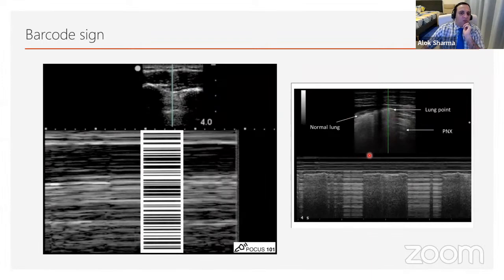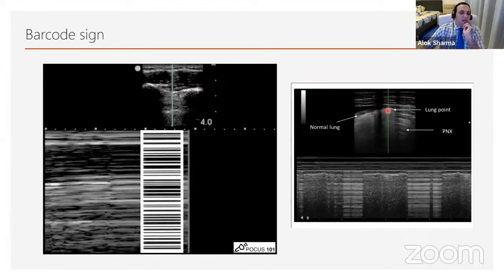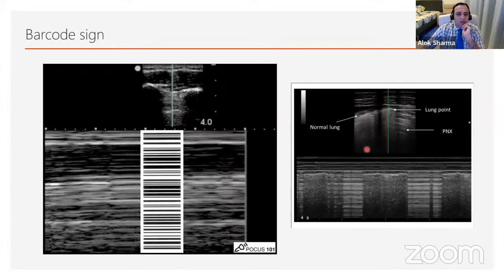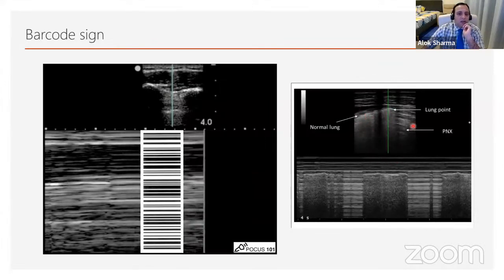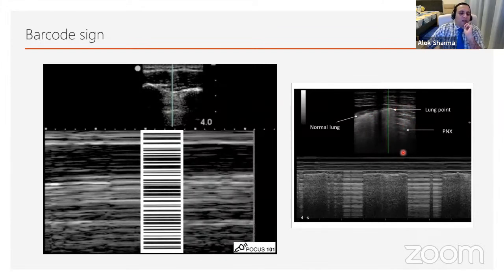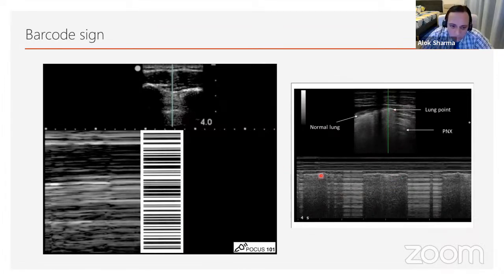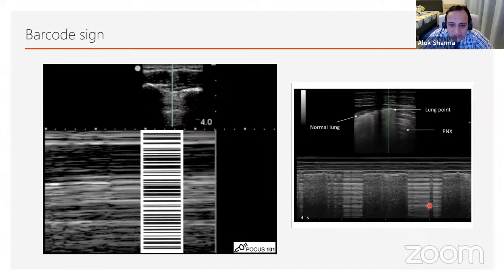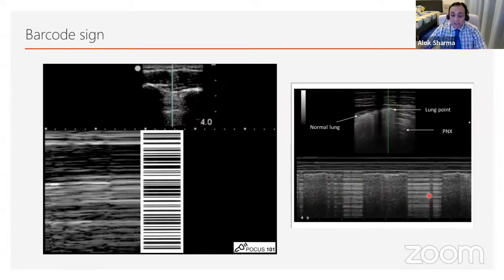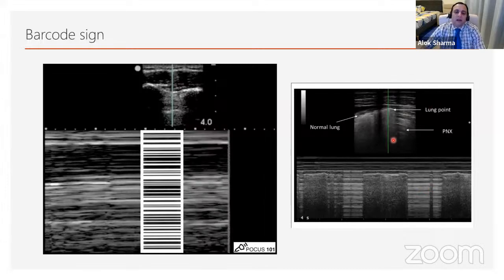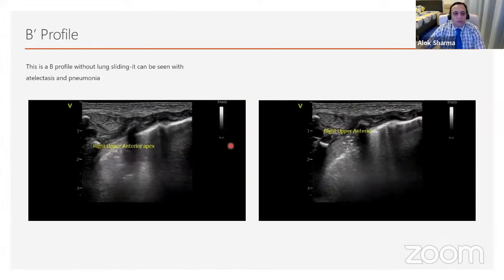So clearly what you can see over here is a B profile. There's irregular pleura. This is a baby who's basically got respiratory distress. There's some pleural consolidations there with irregular pleura, and the baby's developed a pneumothorax. There's no lung sliding here. There's parallel A lines. And this is the lung point. And what you classically see when you put M mode on is alternate sandy beach with barcode, alternate sandy beach with barcode sign. And this is what you want to see when you're looking at the lung point, not the double lung point.